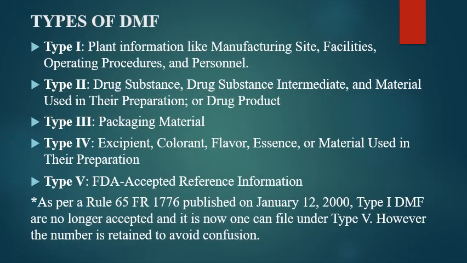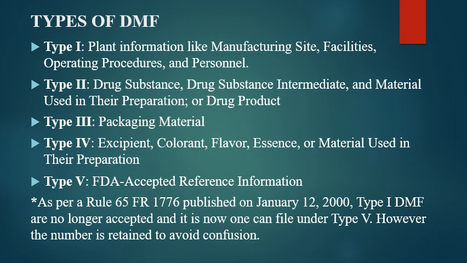What are the types of DMF? Basically, there are five types of DMF. Type 1 tells about the plant information like manufacturing site, facilities, operating procedure, which usually contains where the site is, how big the area is. However, as per Rule 65 FR published on 12th of January 2000, Type 1 DMF is no longer accepted. That is, it is rejected by the FDA, and now the same can be filed under Type 5.